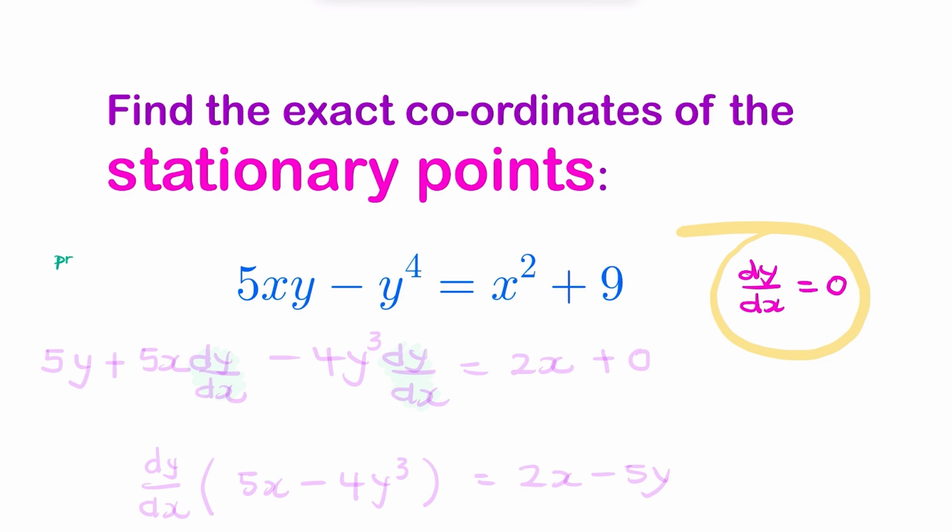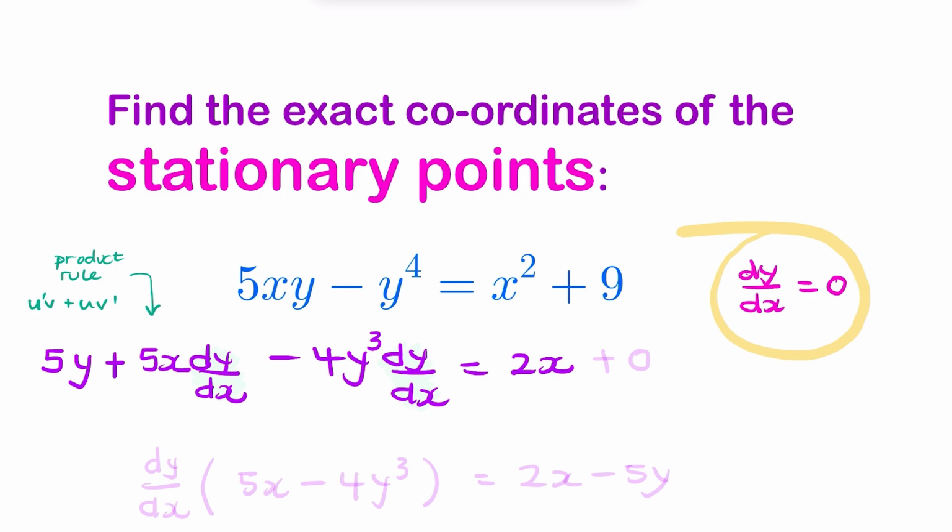So 5xy, when you differentiate that, the derivative of 5x is 5, and then you multiply that by y plus 5x times 1 dy by dx. So that's your product rule. And then the derivative of y to the power 4 is negative 4y to the power 3 dy by dx. That's equal to 2x plus 0. Okay, so that's the implicit differentiation out of the way.